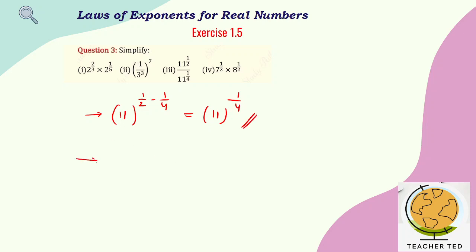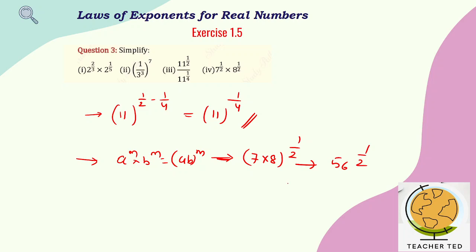The last one, here the bases are different and the powers are the same. It will give a to the power of m, b to the power of m gives ab to the power of m. In a similar way you can reduce that answer. 7 into 8 to the power of half, that is 56 to the power of half. I can reduce this like this: anything to the power of half is a square root, that is the square root of 56. So this is the answer for this question.